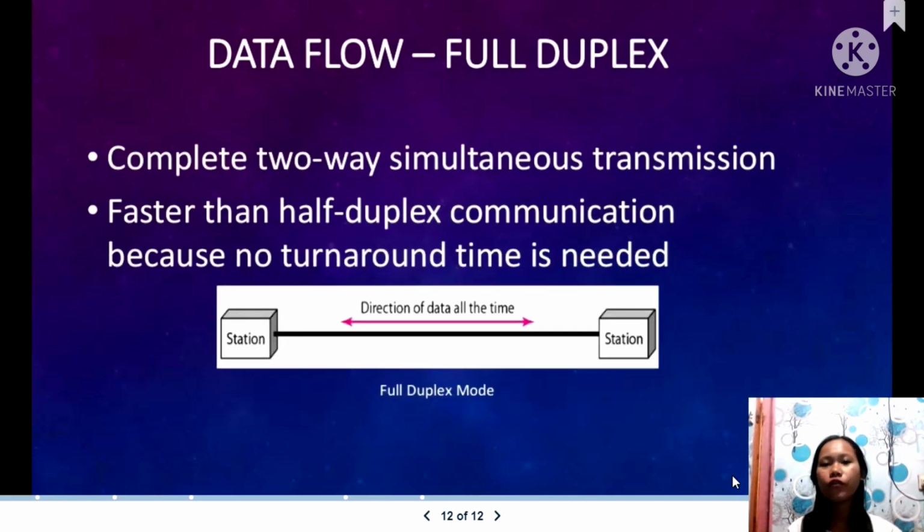So, data flow full duplex. When you say full duplex, it is complete two-way simultaneous transmission, faster than half duplex communication because no turnaround time is needed. So this is also station to station, with direction of data all the time. This is the use of full duplex mode.